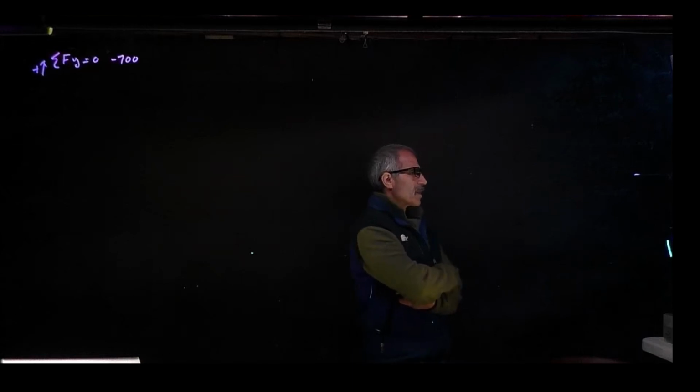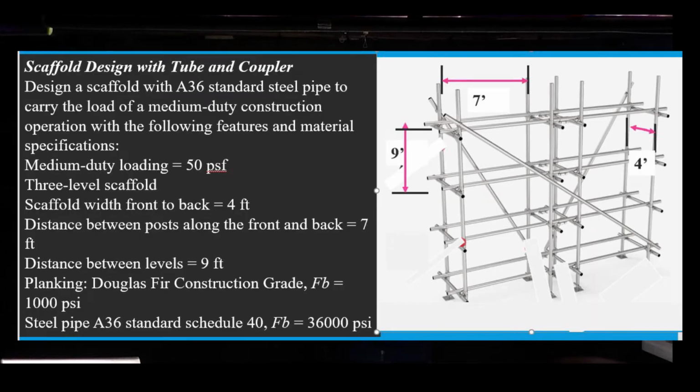and design this scaffolding with an A36 standard steel pipe and medium heavy duty construction. That means the load is going to be 50 pounds per square foot, and the scaffolding we're going to design is going to be 3-level, and the scaffold with the front to back is the width of it is going to be 4 feet. The distance between the posts along the front and back is 7 feet, so it's 7 feet span. And then distance between level is 9 feet, so 3 times 9 is 27 feet tall.